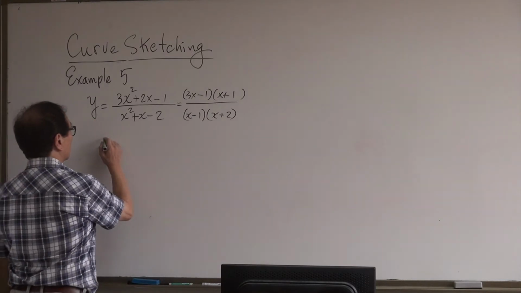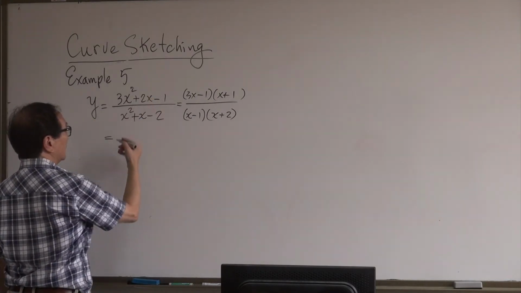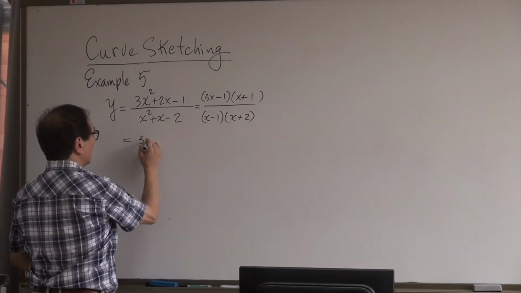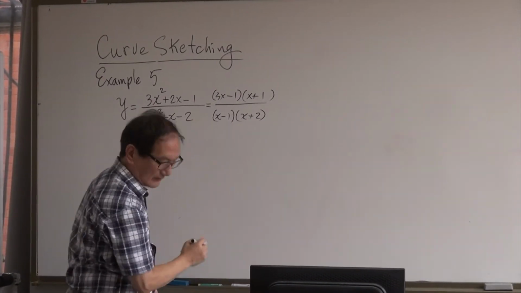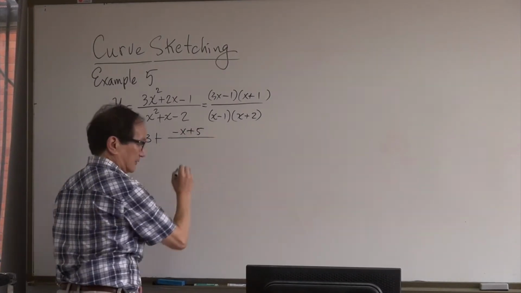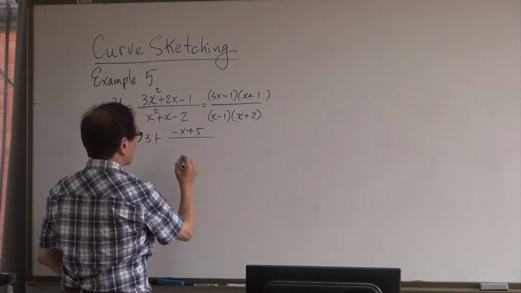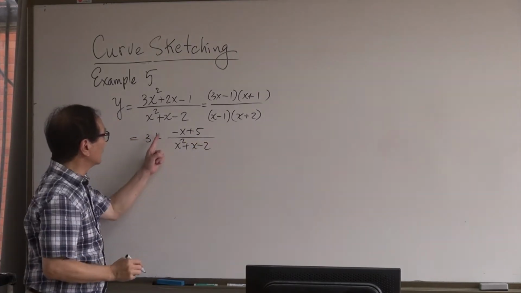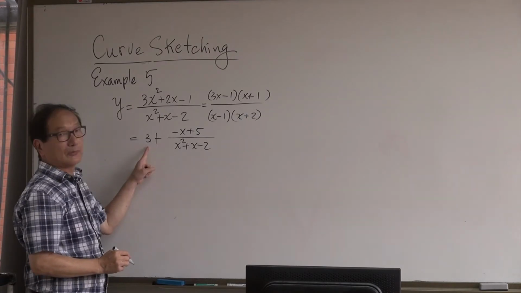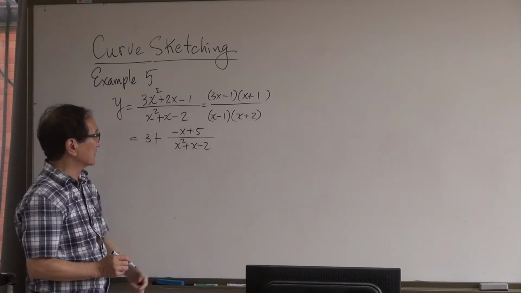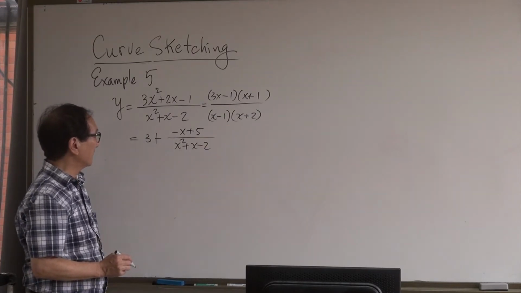And also we can divide this function. You know how to divide polynomial by polynomial, right? It is equal to 3 plus (minus 5x plus 5) over (x squared plus x minus 2). The reason for doing this division is that we can get the horizontal asymptote. Here we get a vertical asymptote, right?